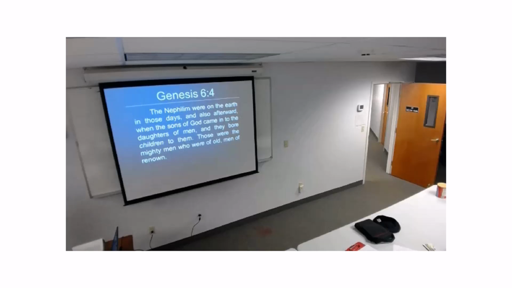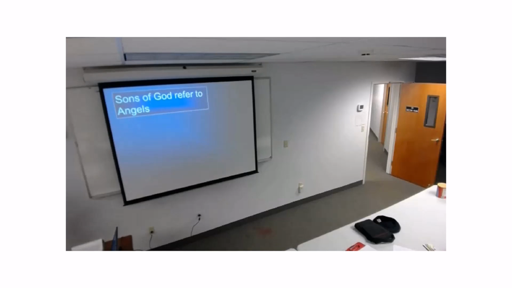And then you have verse 4 in Genesis 6: the Nephilim were on the earth. And who are these Nephilim? Now you have the sons of God again, and the daughters of men, and their children, who were the mighty men of old, who were of renown. So now, once again, the question is, who does sons of God refer to? There are 3 theories here. The first one is that it refers to angels.